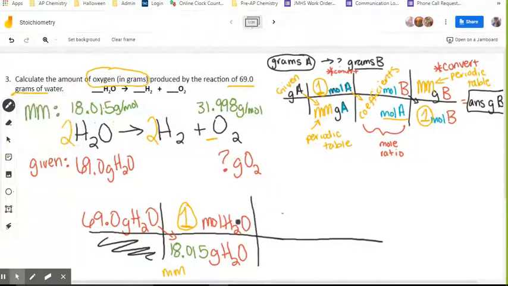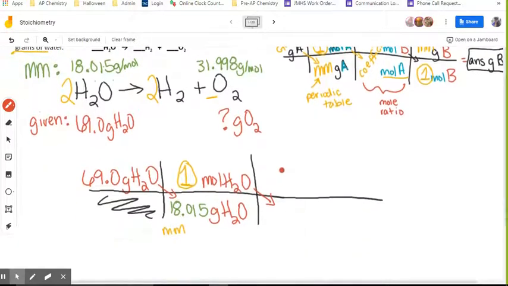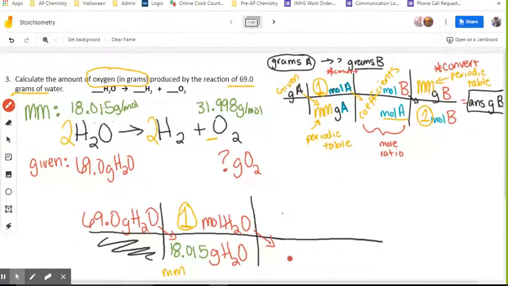We're going to bring our words down to the right. We're not going to guess. We're going to use that to our advantage, right? So we have words coming down to the right. So I'm going to bring moles H2O. Bam, we already have moles down to the right. So that means that is going to be our mole ratio, our mole bridge, right?